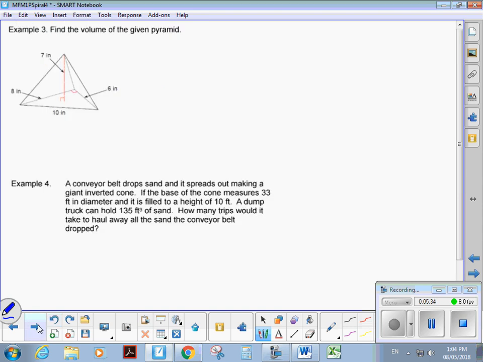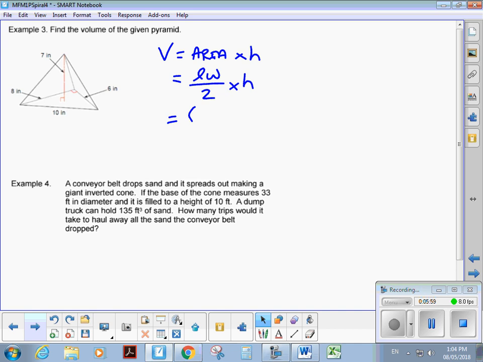The next example is a triangular-based pyramid. So we know that volume of any shape is the area multiplied by height. So we just need to find the area of this triangle. We know the area of a triangle is length times width divided by 2 multiplied by height. So here we would have, this is where you got to be careful. Always look for the right angle. That's where I would start. So this would be your height. That is your base. So we'd have 8 times 6 divided by 2.